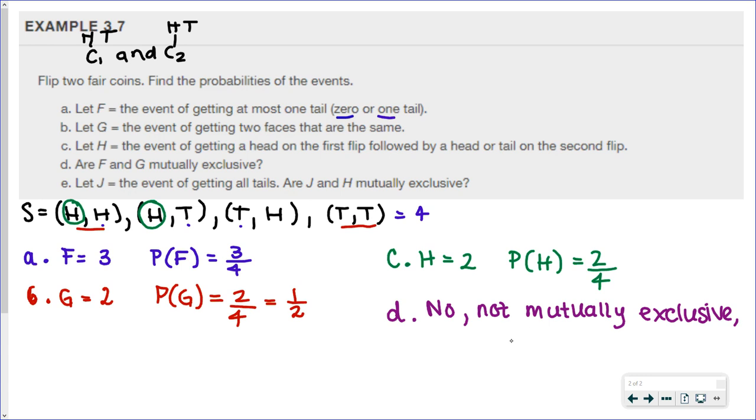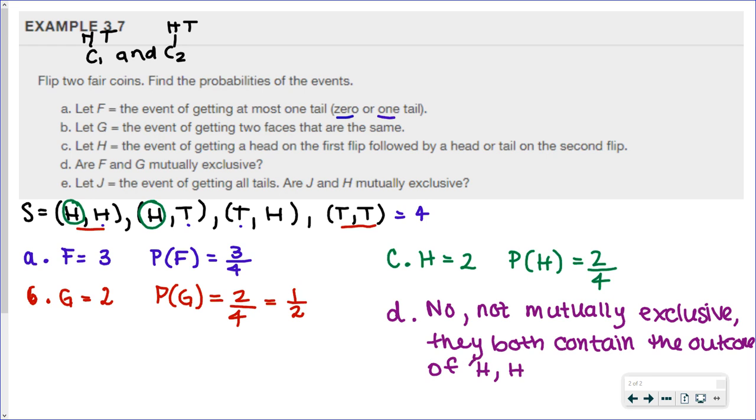The reason they're not mutually exclusive is they both contain the outcome of the possibility of heads, heads. Heads on the first flip and heads on the second flip. So that's the reason they are not mutually exclusive.